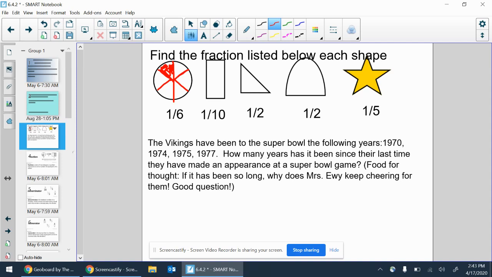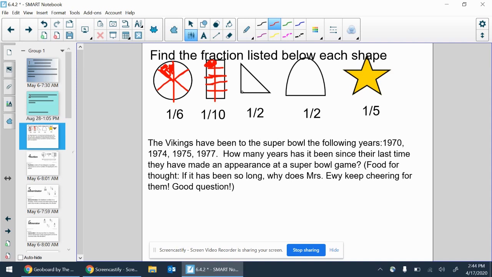This rectangle needs to be split into 10 pieces. Again, I'm going to split it in half. And then I know that if it's 5 on one side and 5 on the other, that would give me 10. So I'm going to split it so that I end up with 5 pieces, trying my best to make them even. And I need to shade one of those in. Okay, so that is 1/10 of my rectangle.